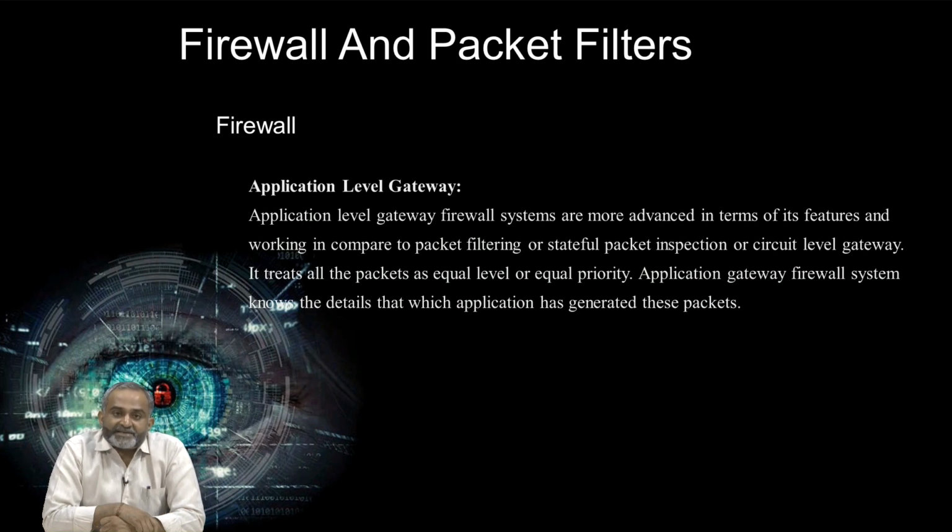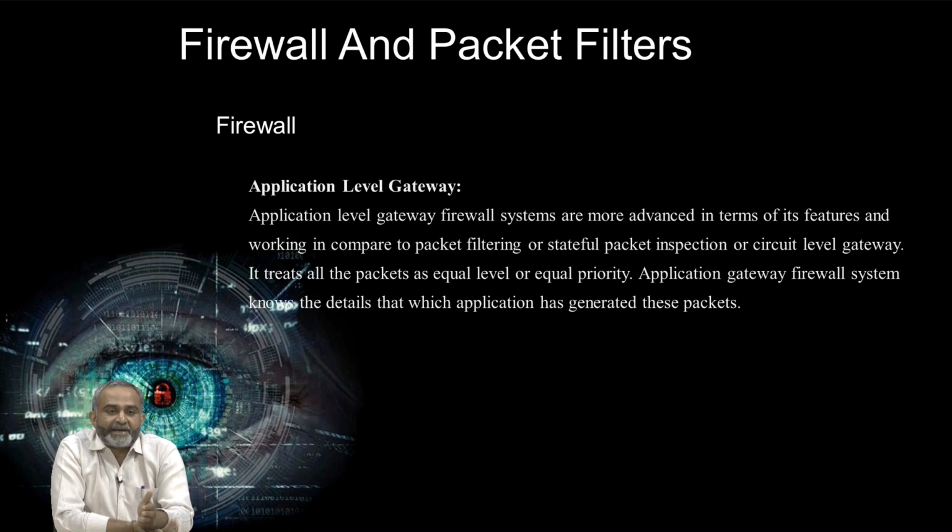It treats all packets with equal priority. The application gateway firewall system knows the detail of which application has generated the packet. Now, this is the more advanced mechanism, and parallelly more costly in terms of communication overhead, because the application level gateway generally works on the application layer of the protocol, and it also knows the details of the sender machine as well as the sender application. So, it can identify malicious packets and malicious traffic better than packet filtering, stateful protocol inspection, or circuit level gateway.